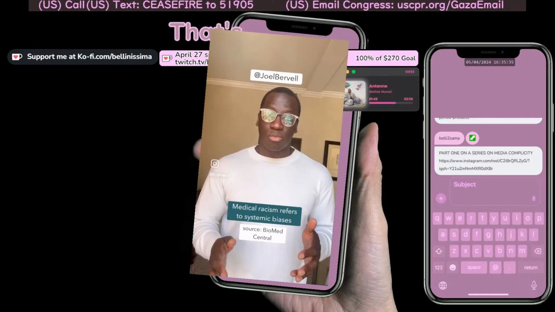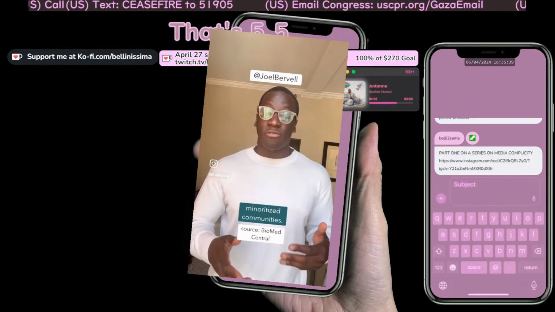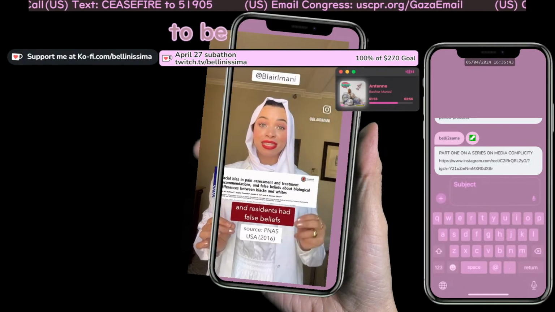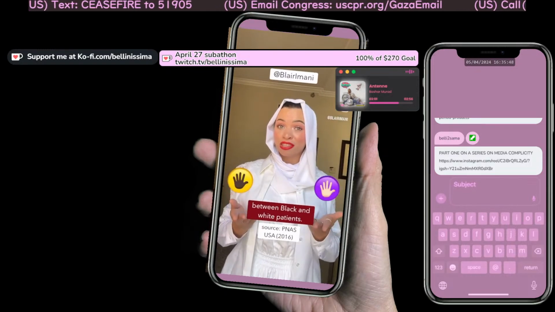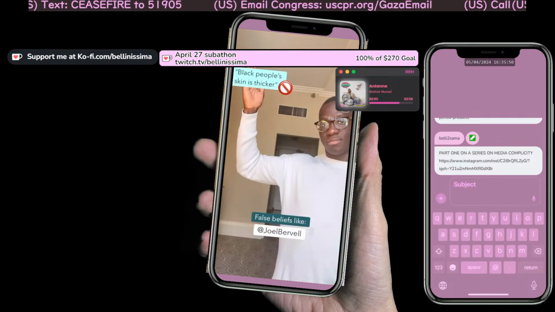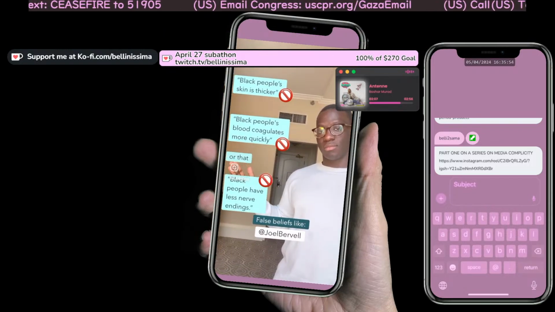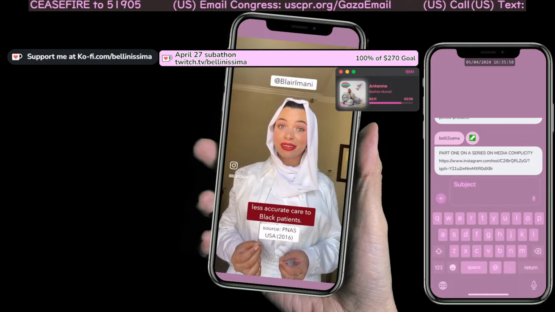Medical racism refers to systemic biases and discriminatory practices that impact the healthcare of minoritized communities. A study showed that 50% of medical students and residents had false beliefs about biological differences between black and white patients. False beliefs like black people's skin is thicker, black people's blood coagulates more quickly, or that black people have less nerve endings. Those who believed this provided less accurate care to black patients.